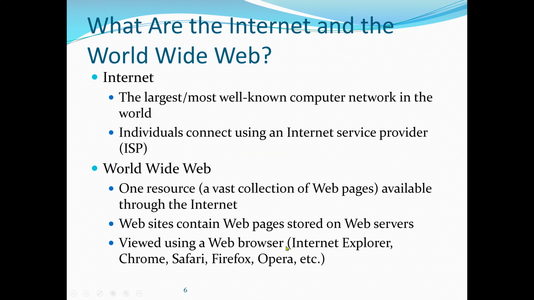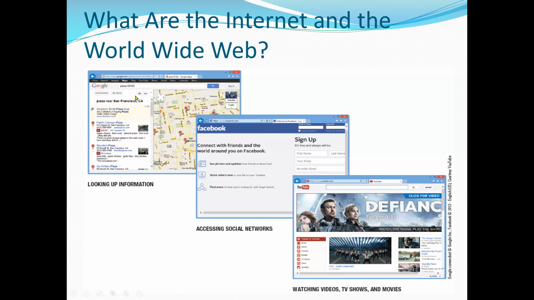So a web browser is a special software application that makes it possible for us to view information or data on the web pages. So this is an example. We have looking up information, Facebook, and also a special site for watching movies. It can be Netflix or any other site.